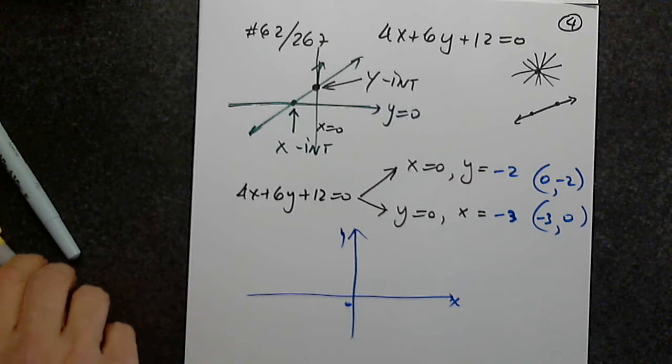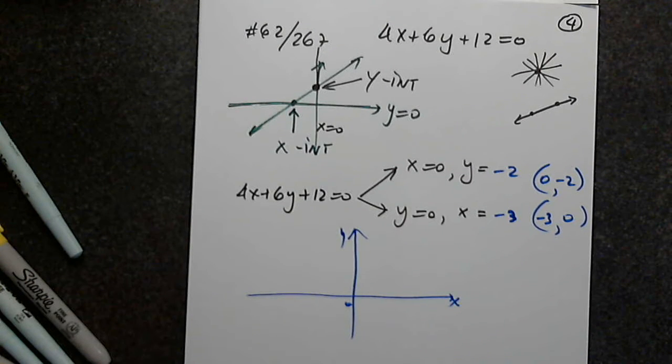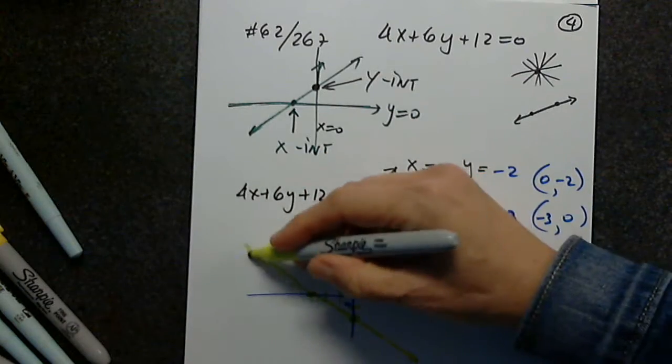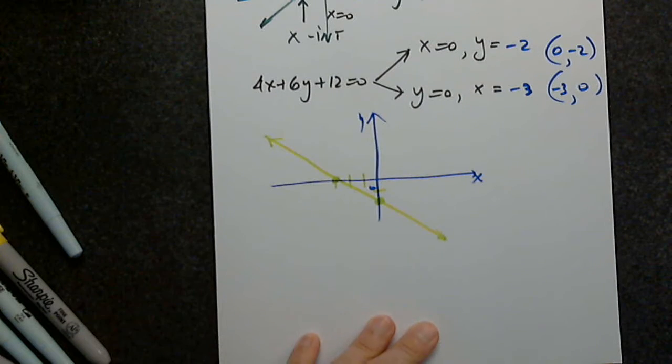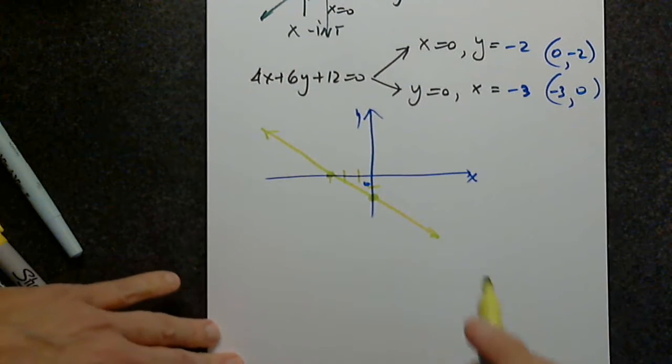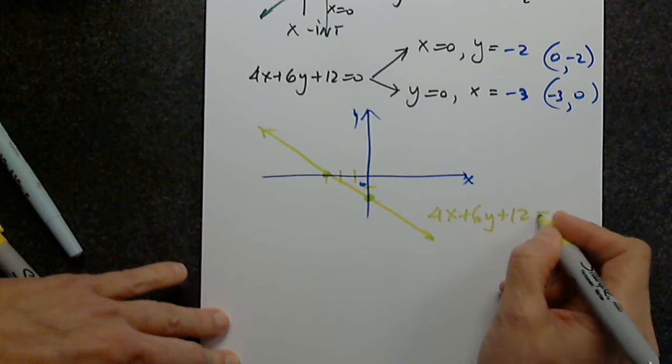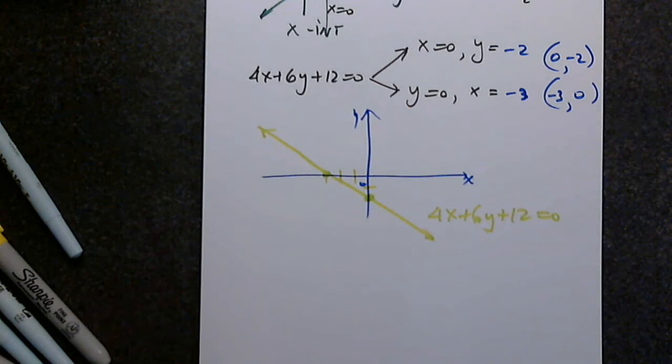So I plot 0, comma, -2, which is this point. I plot -3, comma, 0, which is this point. I connect and extend the line. And I will always write somewhere, left, right, up, down, whatever, anywhere you want, 4x plus 6y plus 12 equals 0. So I don't forget what I graphed. So we graph using x and y intercepts. That's the easiest thing to do. There's no need to solve. There is no need to use the slope.